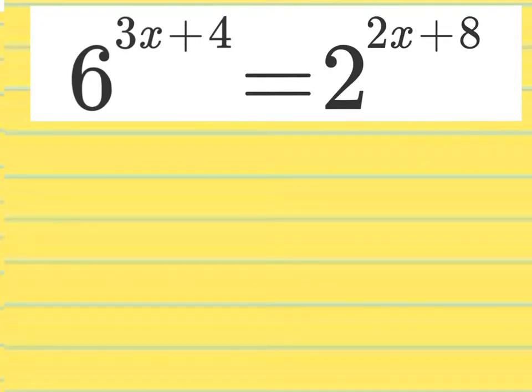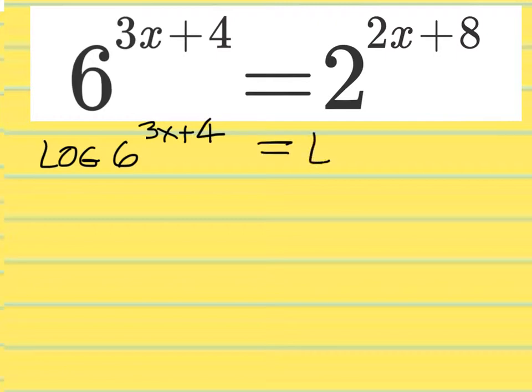There's no base of e, so there's no need to use a log natural, so you can use the common log for this one. So you need a log of 6 to the 3x plus 4 power equals log of 2 to the 2x plus 8 power.